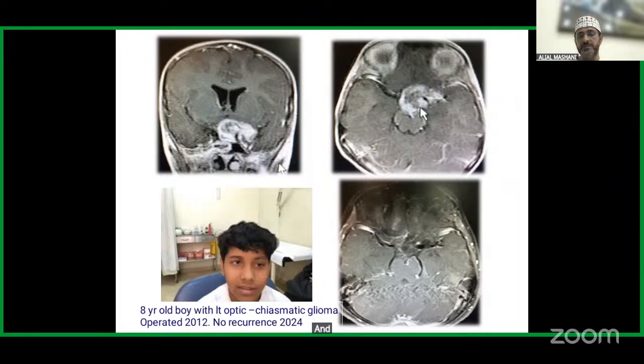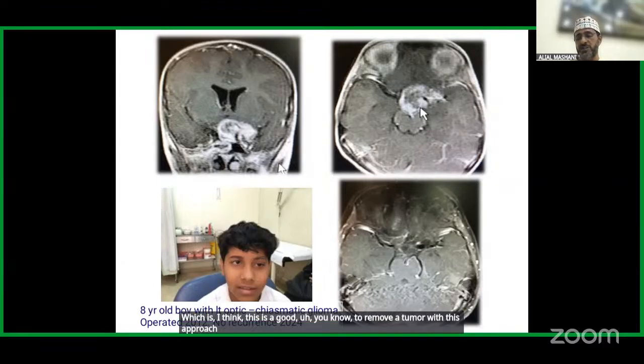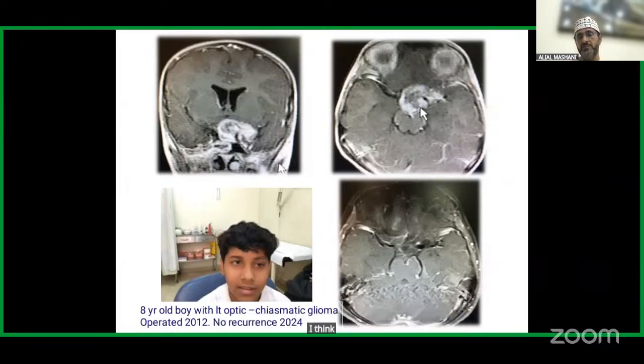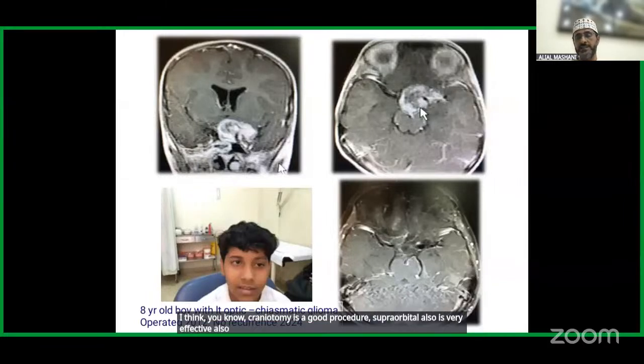The patient was last seen, I operated on him in 2012, and now after almost 12 years there is no recurrence, which I think is good for removing a tumor with this approach. Biopsy is not enough. I think craniotomy is a good procedure. Supraorbital is also very effective in this case. Next.